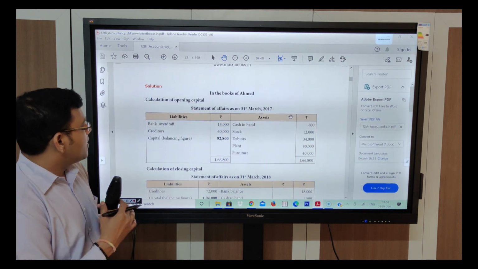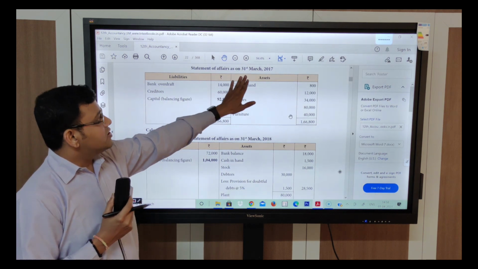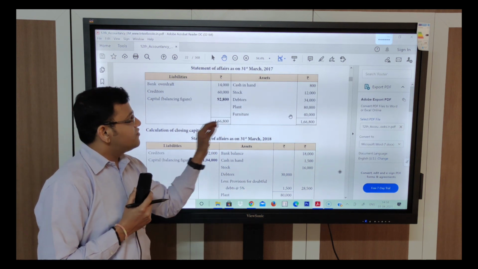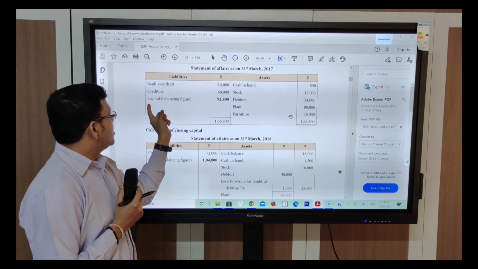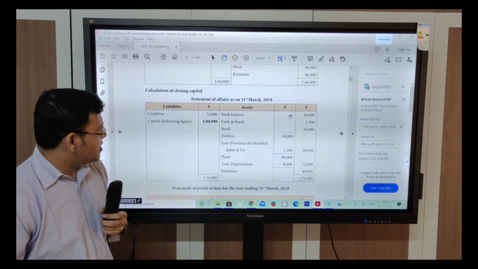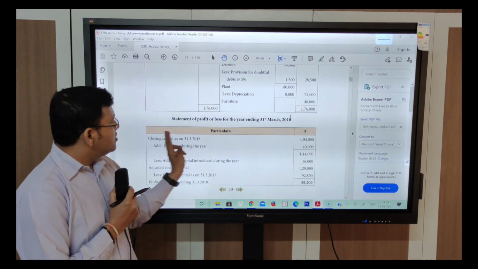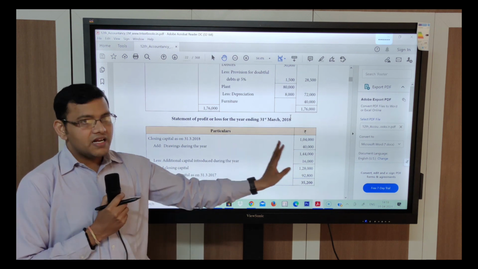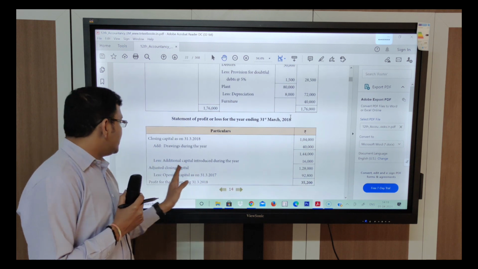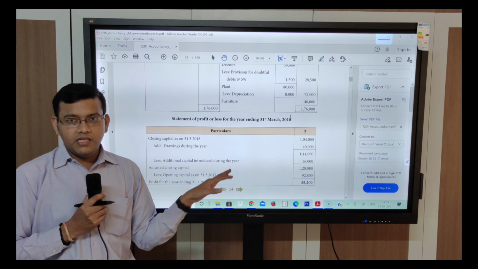So if you see over here, we are drafting two statements of affairs, one for 31st March 17 and one for 31st March 18. Once we draft these statements of affairs, we come to know the capital balances, right? With these opening and closing capital balances, we'll prepare this format, and you'll add the drawings, subtract the additional capital introduced, and you'll get the adjusted closing capital, and you will subtract the opening capital to arrive at the profit and loss during the year.